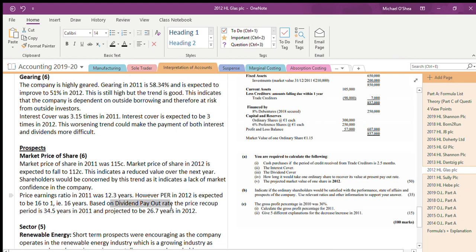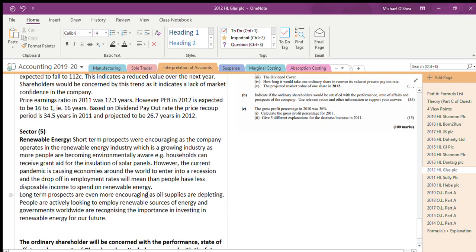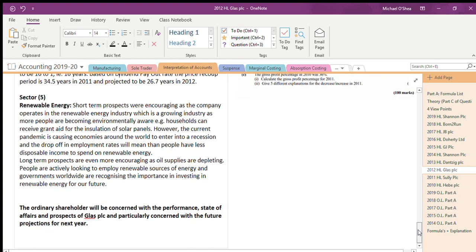Based on the dividend payout rate, we had worked that out in part 4. We're just giving the information here as 34.5. In 2011, for renewable energy, I have the spiel that I've given you for each and every one of the different sectors. And again, don't forget, at the end, the ordinary shareholder will be concerned with the performance and state of affairs, and concerned for future projections.